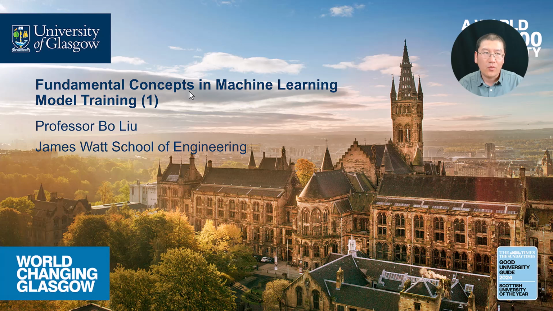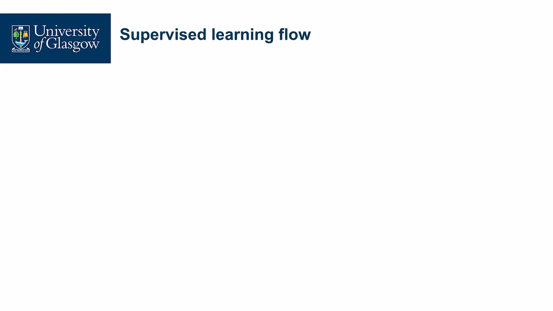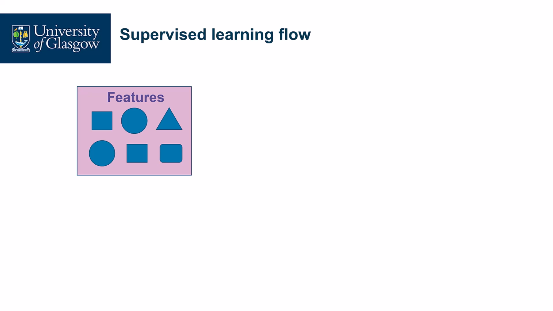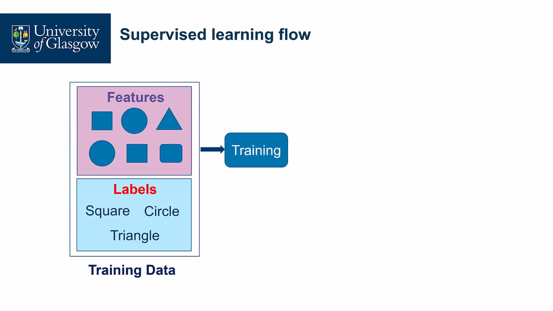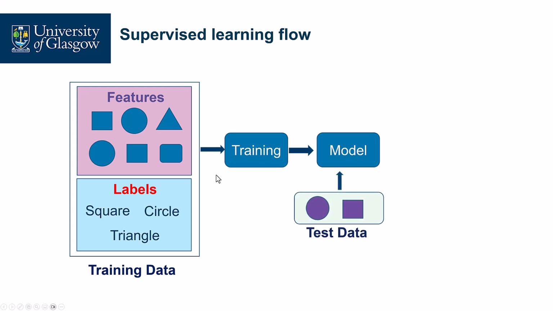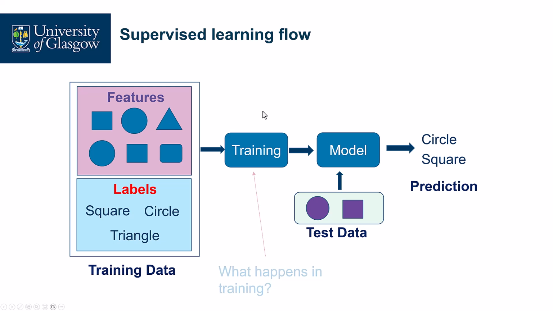So in this session, we will go deeper into the model training in the machine learning procedure that I said in the last week, right? So let's review the supervised learning flow first. First we have the features and we have labels, we have the input data, so we call them training data, right? Then we use them to train a model. After the training, a machine learning model is obtained. And with this model, we can input the test data to find out the prediction, right? So now the central issue is what happens in the training, right?